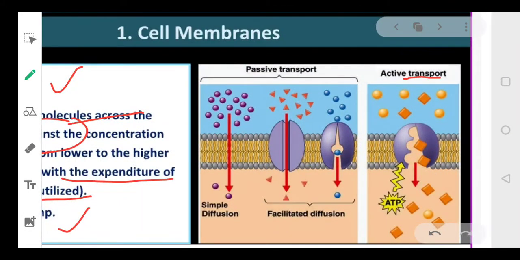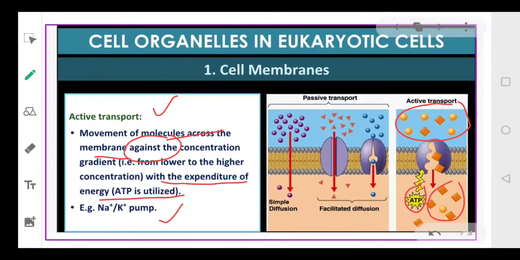Let's study it in the picture itself. Here you can see the molecules, they are present more on the outer side of the membrane, and there is a protein embedded into the membrane, and they are being transported through this carrier, inside, by spending energy. So this kind of transport, where energy is required and the molecules are transported from lower concentration to higher concentration, is referred to as active transport. Okay, everyone?